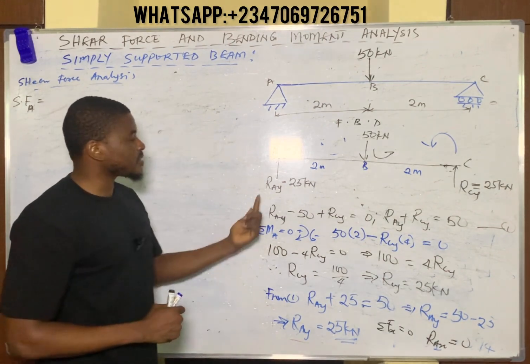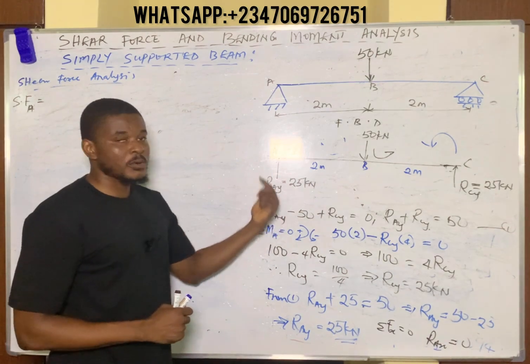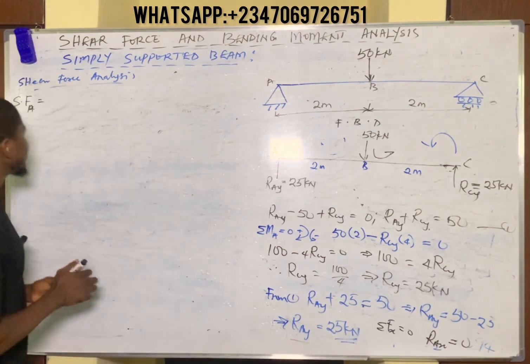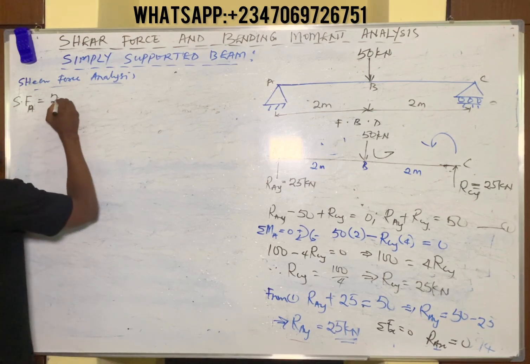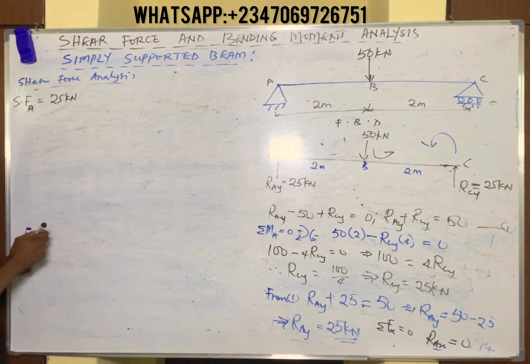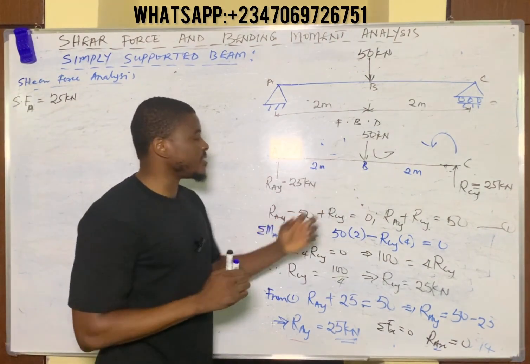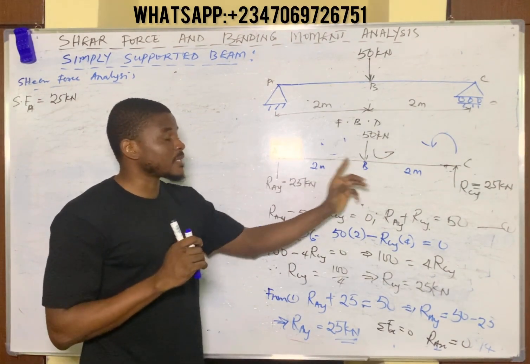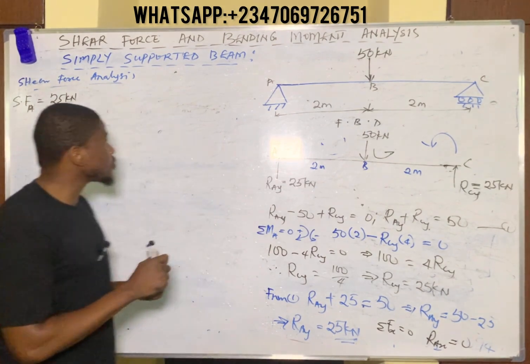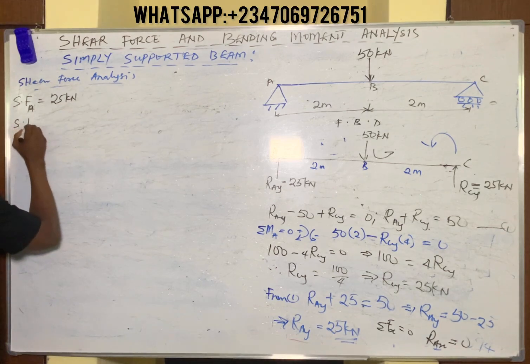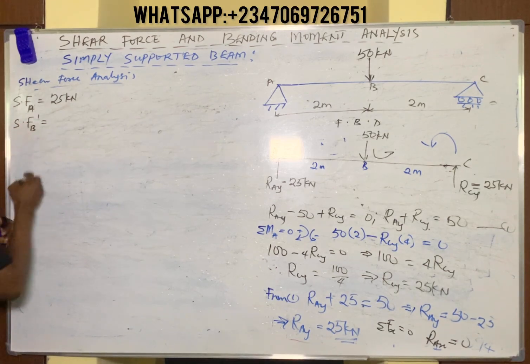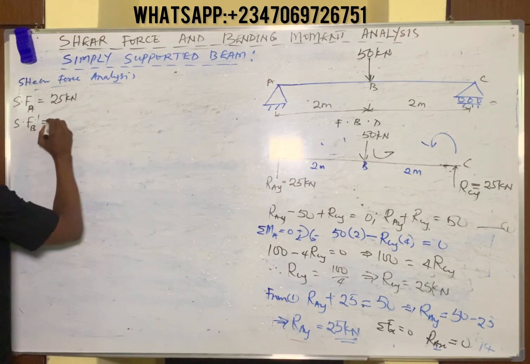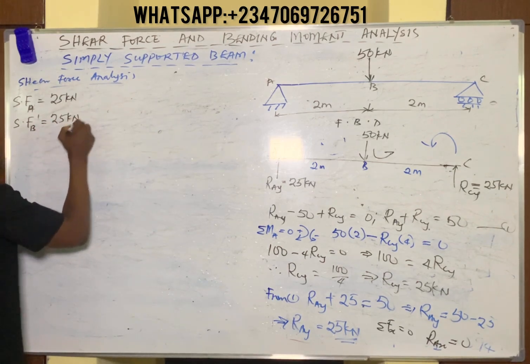Now the only force at point A is RAY, and this force is pointing vertically upwards. The magnitude is 25 kilonewtons. Since it's pointing upwards, it's taken as positive. So the shear force at A is simply 25 kilonewtons. Next, you move now to point B. This 25 kilonewtons force moves down to point B initially. So what you do is simply shear force at B prime. B prime simply means initially. So what we still have is this 25 kilonewtons force moving to point B, so you keep it there as 25 kilonewtons.